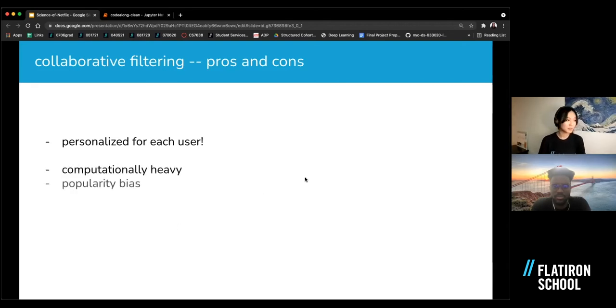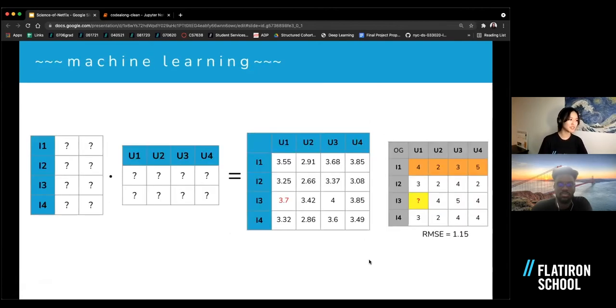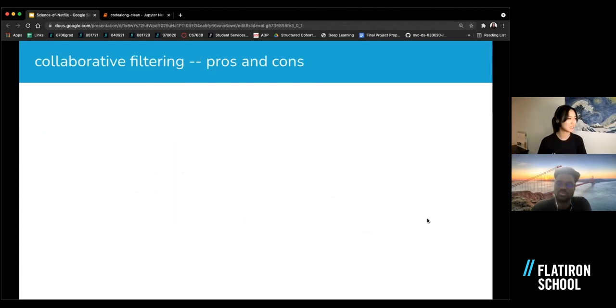Downside, it is a little bit computationally heavy, because as you can see, we did a lot of calculation just for that one thing. And then there's also popularity bias. We don't really have time to go into the math of why this is the case, but imagine if this original utility matrix, instead of 4, 5, 4, was straight up all 5s. Very likely the predicted rating for this would be a lot higher and closer to 5. So it is quite prone to popularity bias. It doesn't account for your very specific unique tastes.